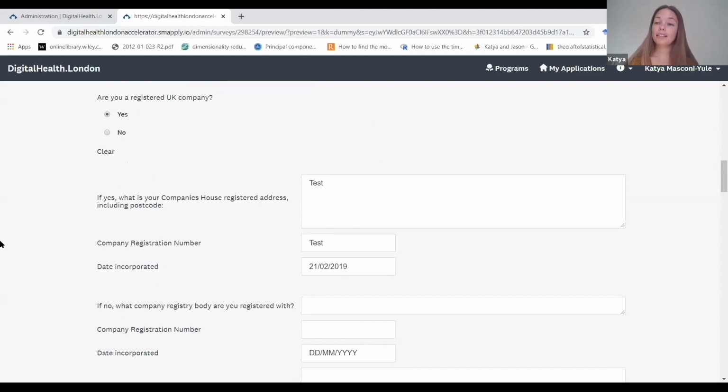This year, the Digital Health.London Accelerator is accepting applications from companies from anywhere in the world. However, it is important for us to understand where your company is both registered, as well as where your company is trading. So please be quite clear and detailed as to whether you're a UK company based outside of London, a UK company based in London, or a company based outside of the UK.